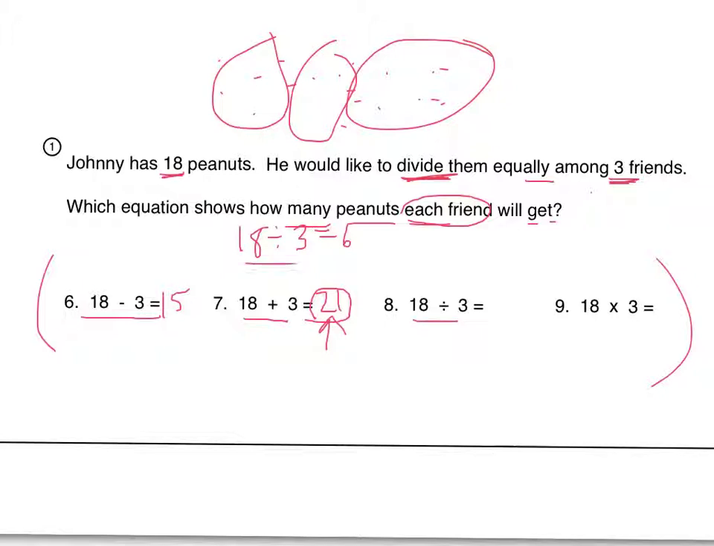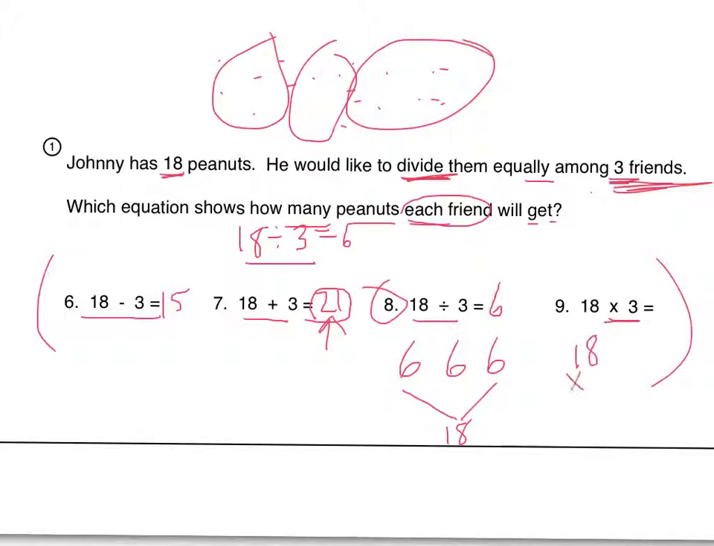18 divided by 3. Hey, that's the same thing I wrote. And 18 divided by 3 is 6. If one friend gets 6, and one gets 6, and one gets 6, because he's got 3 friends, that's a total of 18 altogether. So this is the correct answer. Let's take a look at this one.